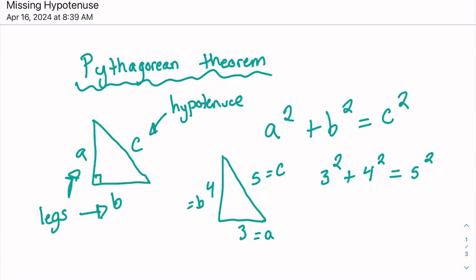Okay, so let's see if this works. 3 times itself is 9. 4 times itself is 16. 5 times itself is 25. And if I add these together, 9 plus 16 is 25. Okay, so this is the rule we're going to use today. This is what it looks like in action.